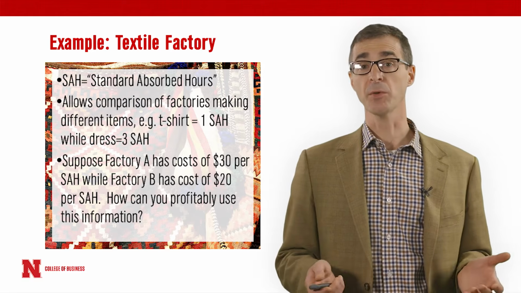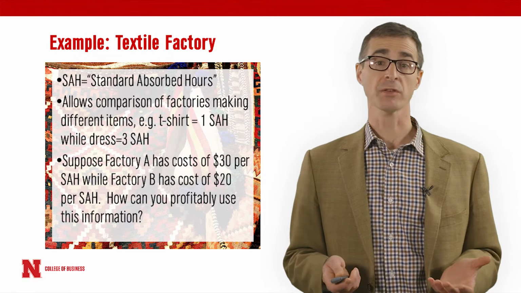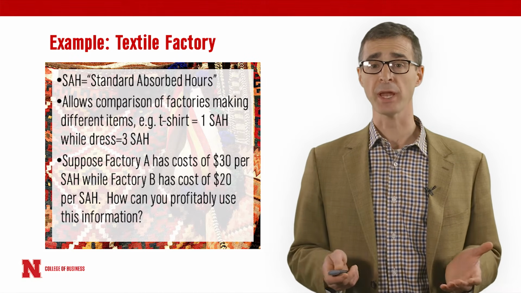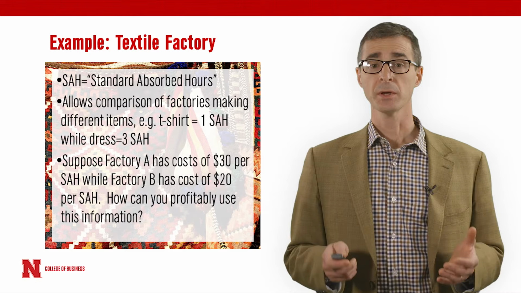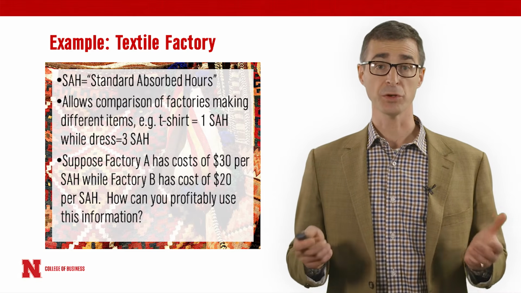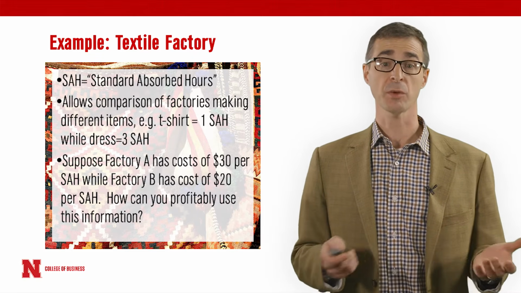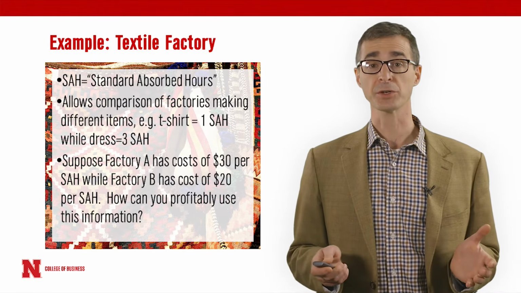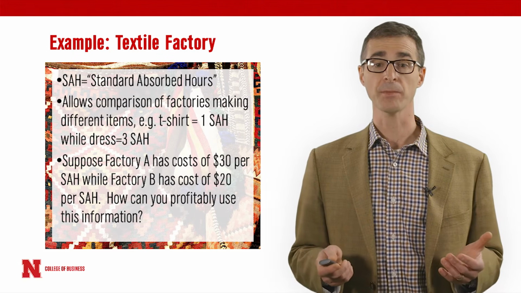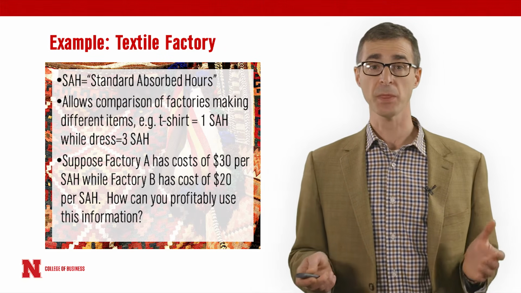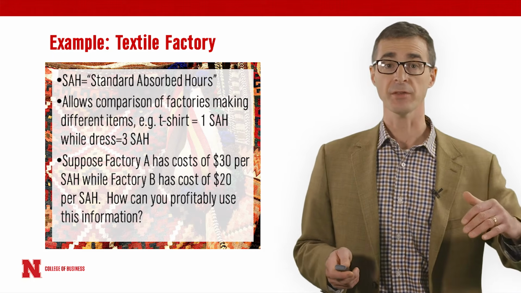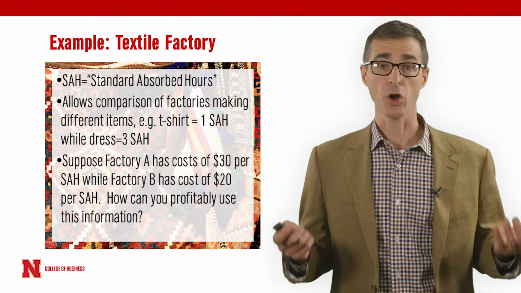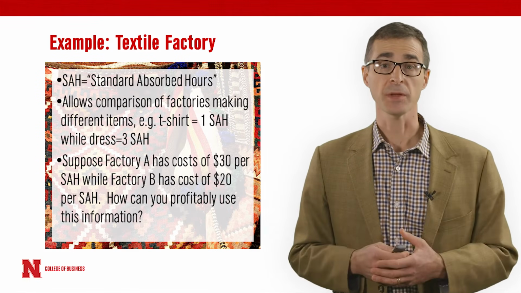Here's a second example. A Fortune 50 company is producing textiles at a number of different plants in Latin America. And each plant operates as its own cost center. The cost centers are rewarded for reducing the costs associated with the textile production. The standard absorbed hours, or SAH, is a standard measure of textile factory output. And so each plant is measured based on the ratio of cost to SAH, or standard absorbed hours. It's sort of a cost per unit measure in the textile industry.